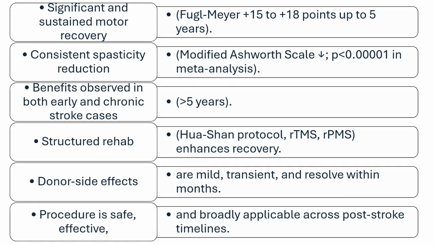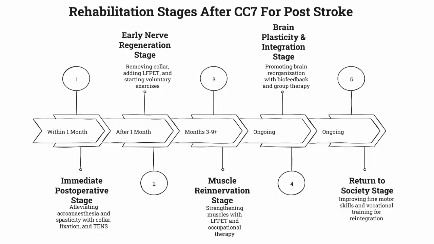The results show a significant and sustained motor recovery. There is a very predictable reduction in spasticity that's quite sustained for up to about 5 years with a structured rehabilitation program, including magnetic and electric stimulation therapy, which has been shown to assist in the rehabilitation post-surgery with the Huashan protocol. Donor side effects are very clear: in most of the literature there is minimal morbidity, and the procedure is safe and effective for use.